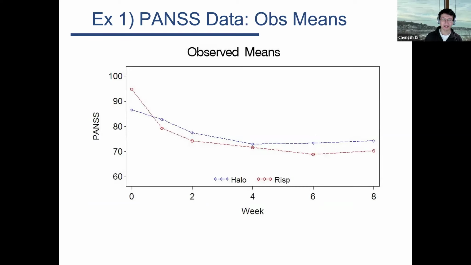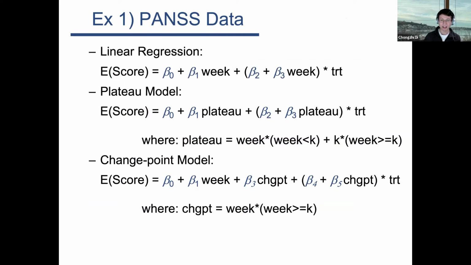The main interest is more like how fast or slow the decline is over time, right? So it's the rate of decline. So in terms of the model, the interaction term, beta 3, is our primary parameter of interest. So this is the linear model.